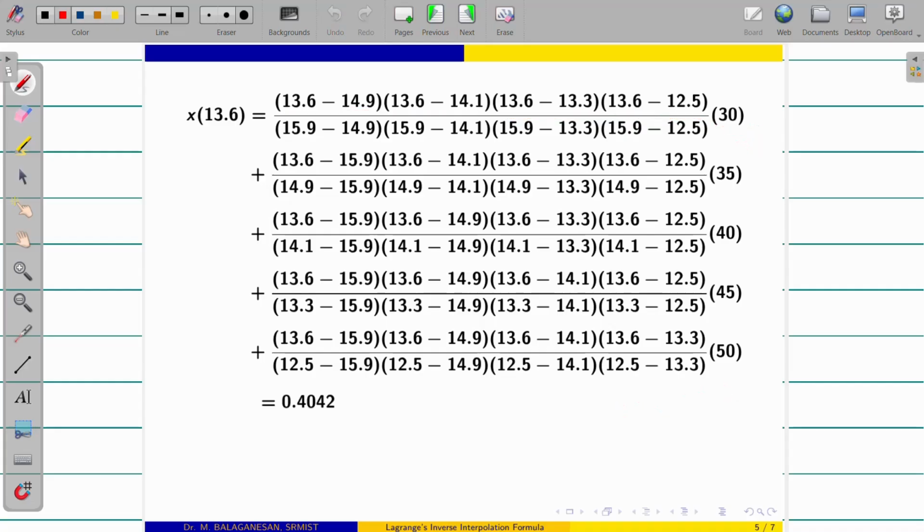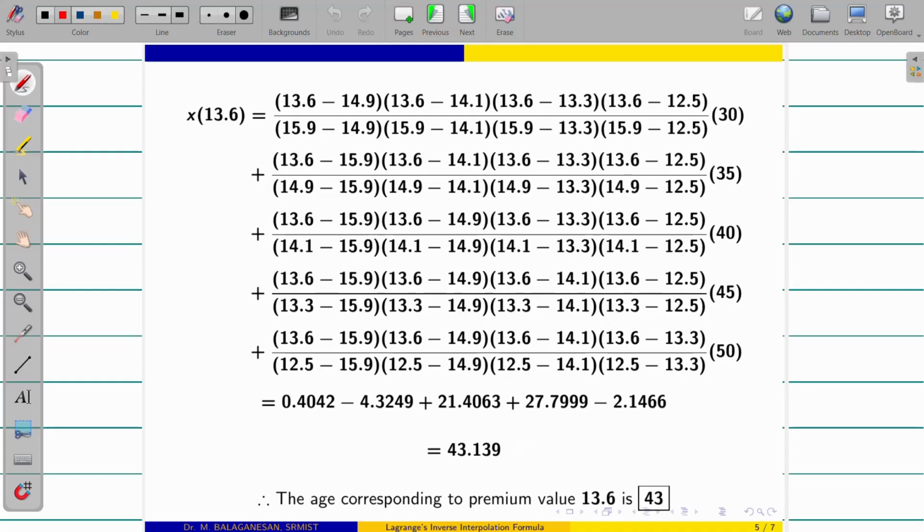Right. Similarly, insert all the values in the calculator. Try to calculate the rest of the values, and finally we can get the answer, 43.139. So at y equivalent to 13.6, the value of... sorry, we are using inverse interpolation. At y equivalent to 13.6, the value of x is 43.